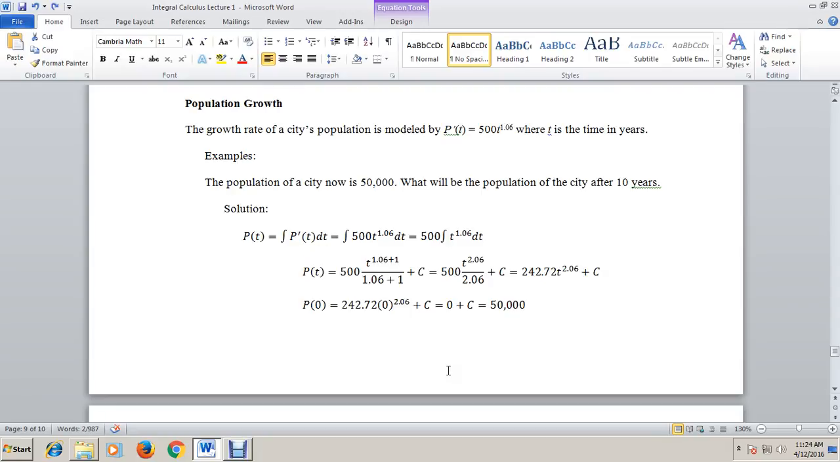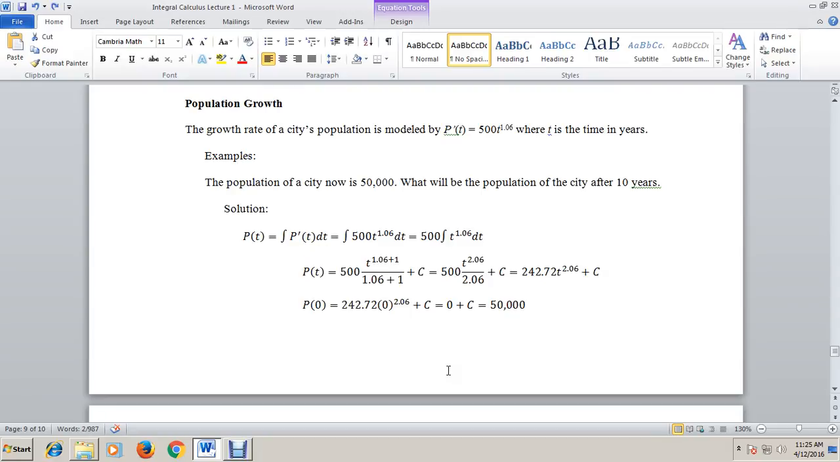Okay, so let's have an example. The population of a city now is 50,000. What will be the population of the city after 10 years? Let's look for a particular solution given the expression for p prime of t. So p of t is equal to the integral of p prime of t dt. Since p prime of t is equal to 500 t raised to 1.06 dt, 500 here is a constant, so just like stated in the properties, we can write down 500 outside of the integral sign. What is left as part of your integrand is the expression t raised to 1.06 dt.